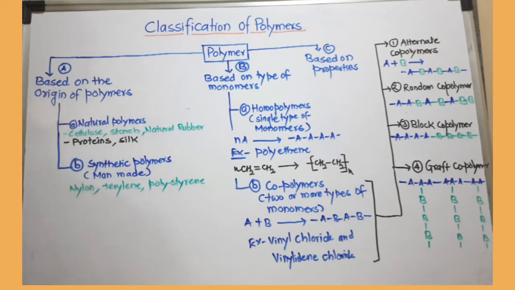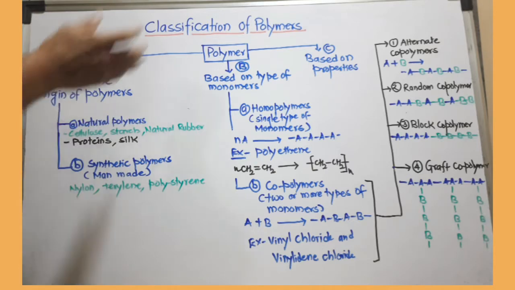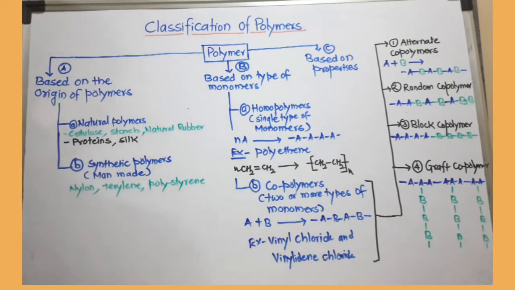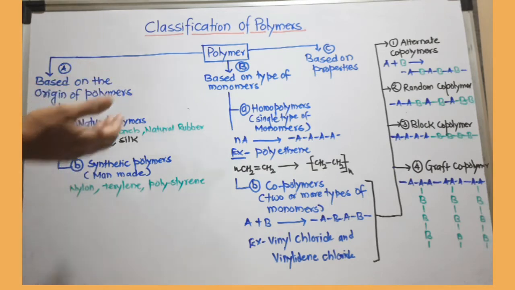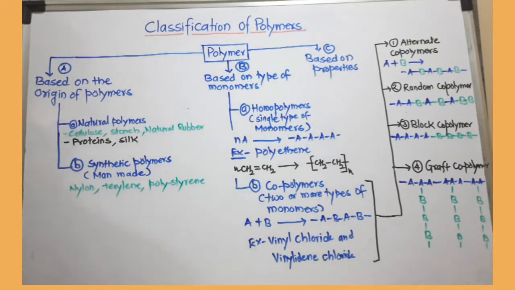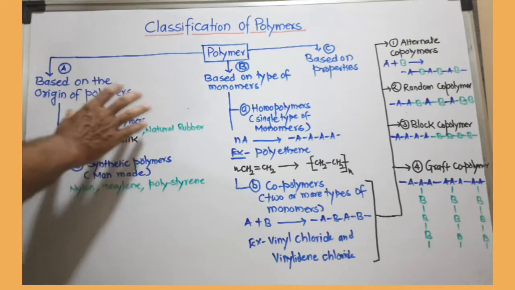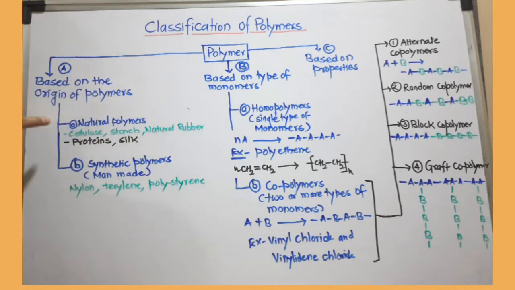One is natural polymer, meaning the polymer is derived from nature. Nature means either from plants or from animals. For example, plants give cellulose, starch, natural rubber. You can give a number of examples for natural polymers. And animal derived polymers are protein, silk, wool. So these are the natural polymers, derived from nature, either from plant source or from animal source.